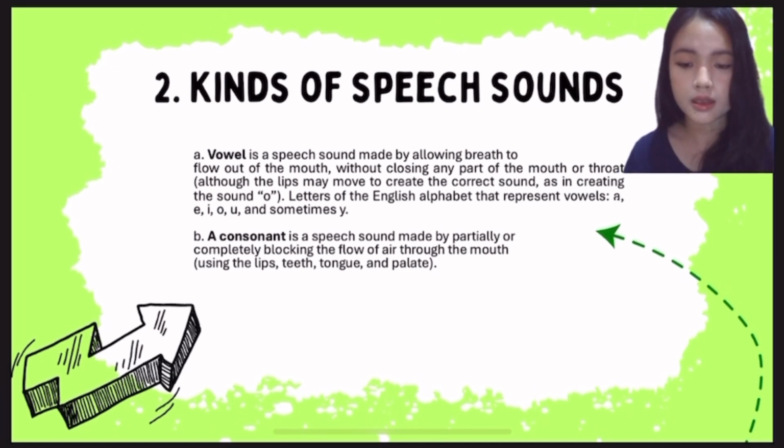Next is a consonant. So, a consonant is a sound made by partially or completely blocking the flow of air through the mouth using the lips, teeth, tongue, and palate.